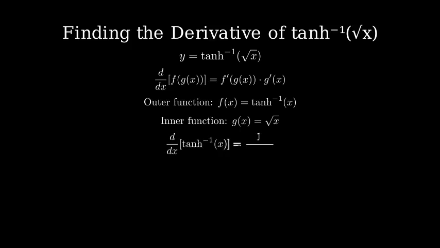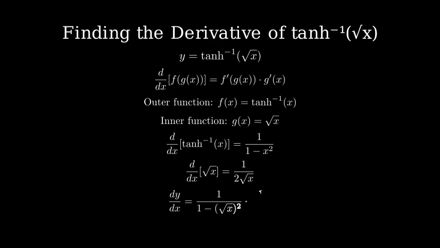First, let's recall the derivative formula for inverse hyperbolic tangent. The derivative of inverse hyperbolic tangent of x is 1 over 1 minus x squared. Next, we need the derivative of the square root of x, which is 1 over 2 times x to the negative 1/2 power, or 1 over 2 square root of x.